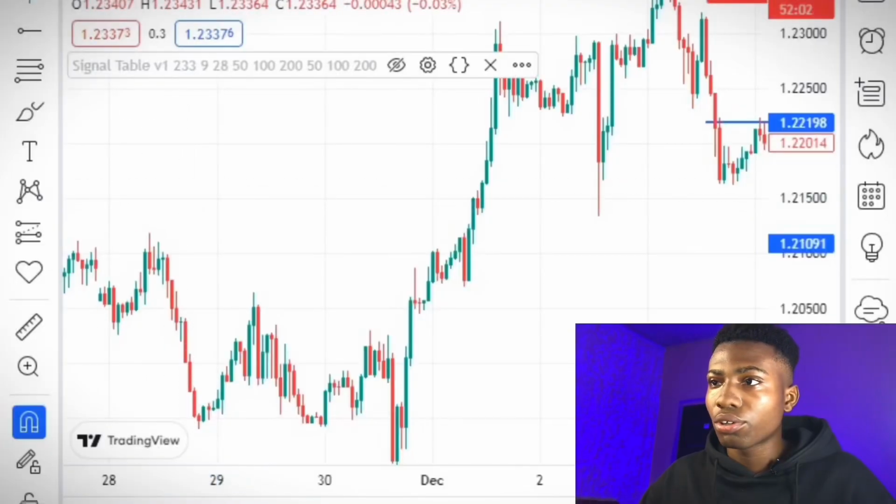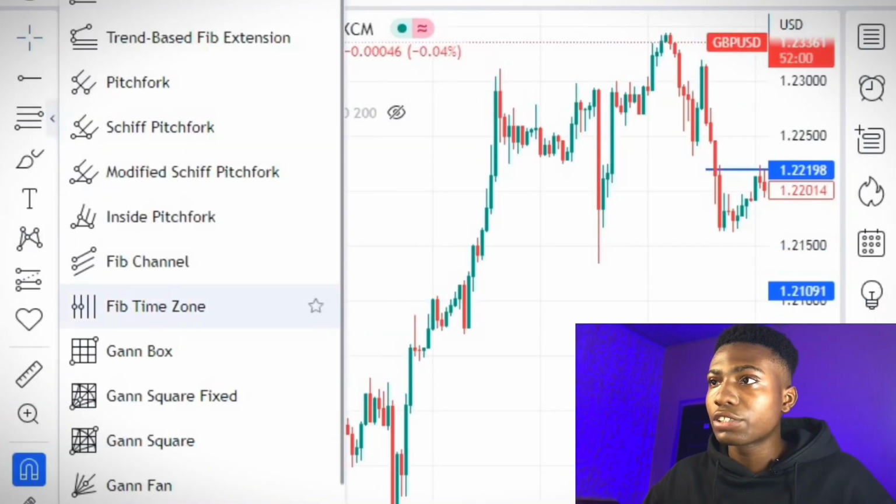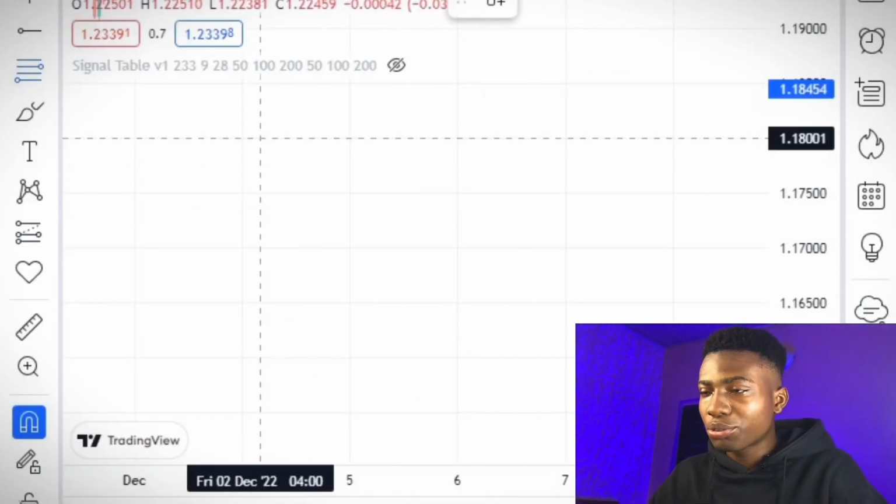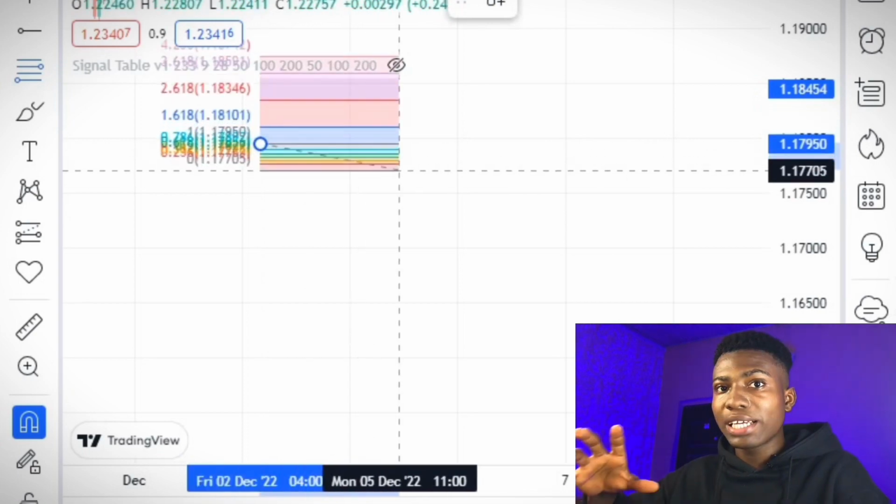Now one of the easiest ways to find the key levels, supply and demand zone, support resistance, call it whatever, is the Fibonacci retracement tool. Now in order for you to get that, what you need to do is to come to this section right here and search for Fibonacci retracement. So now let me explain the Fibonacci retracement tool for you guys. Now the Fibonacci retracement tool is for retracement in the market.